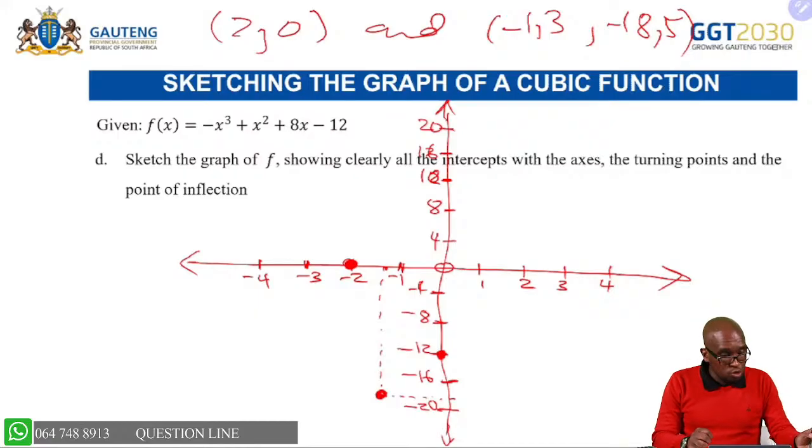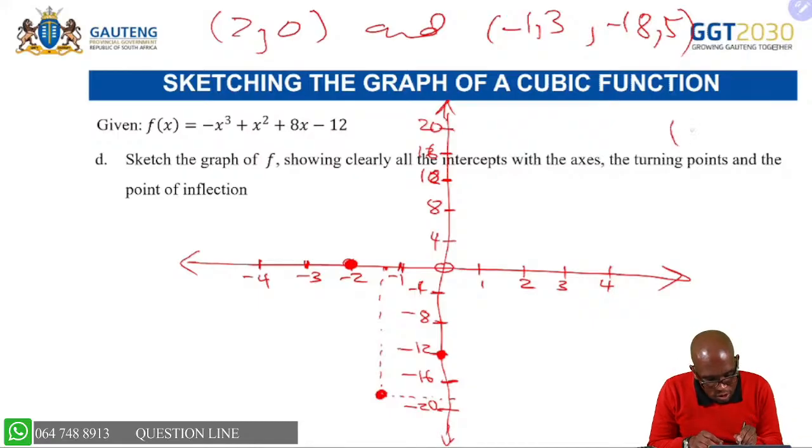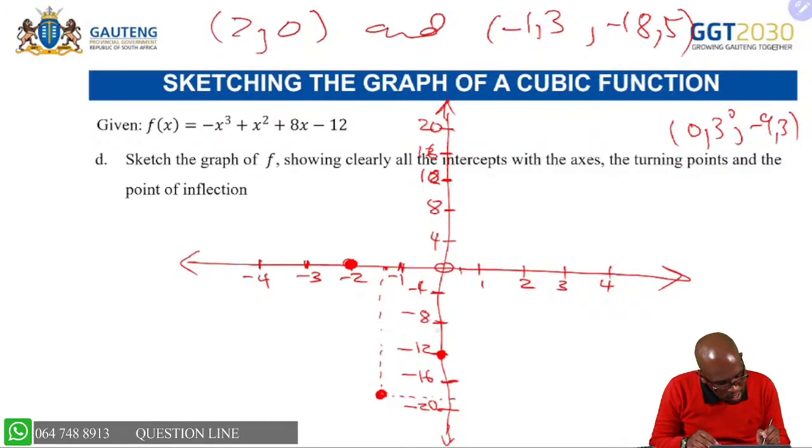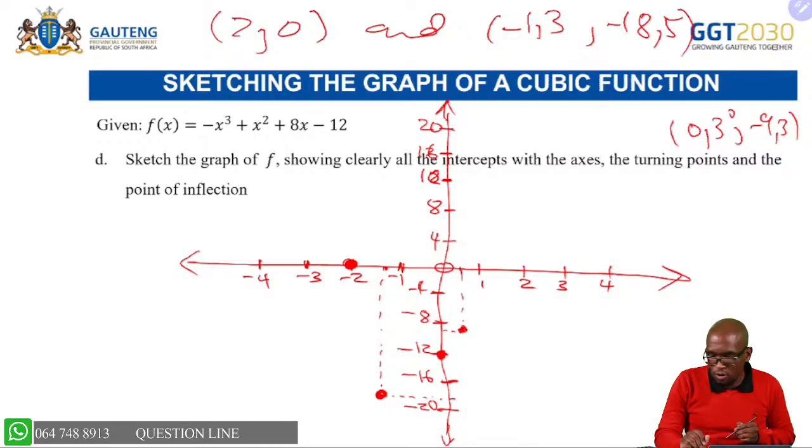And then I should also trace my point of inflection. Point of inflection, we said, is 0.3 is to minus 9.3. So 0.3 for x is somewhere here. And then we trace minus 9.3 somewhere here. So this would be my point of inflection. And then my last turning point in this case would be 2 is to 0. I made a mistake here and said it turns at minus 2. It does not turn at minus 2, it turns at 2.